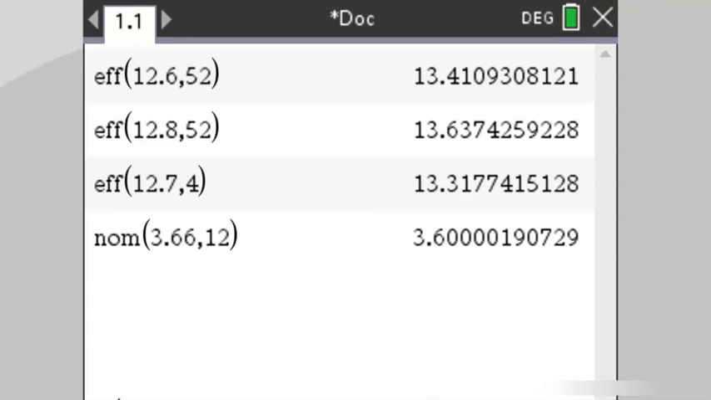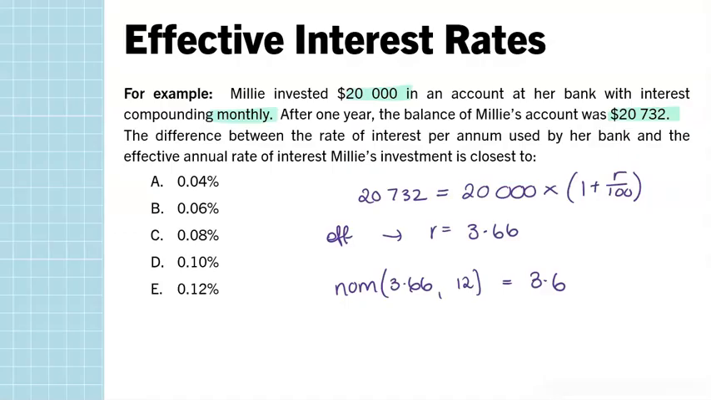So we can now find the difference between the effective and the nominal, and that gives us an answer of 0.06%. As we said, when we subtract the effective and the nominal, we get 0.06. So that gives us option B.